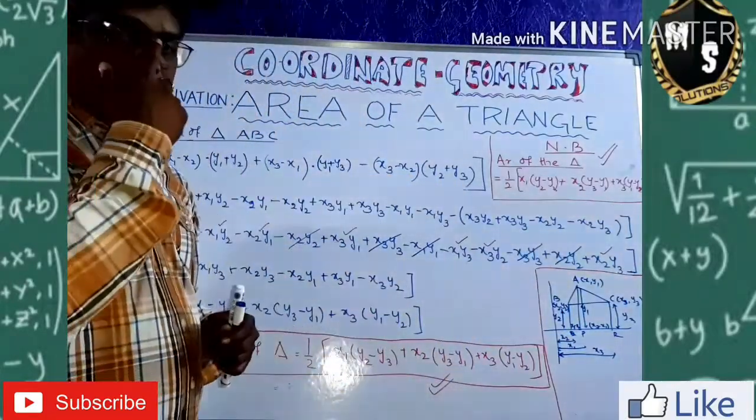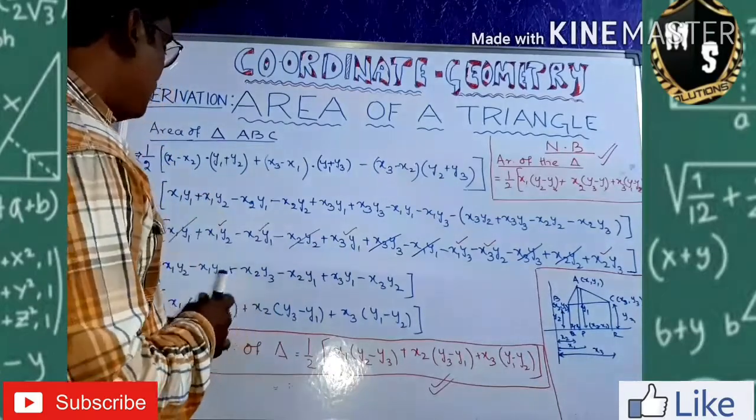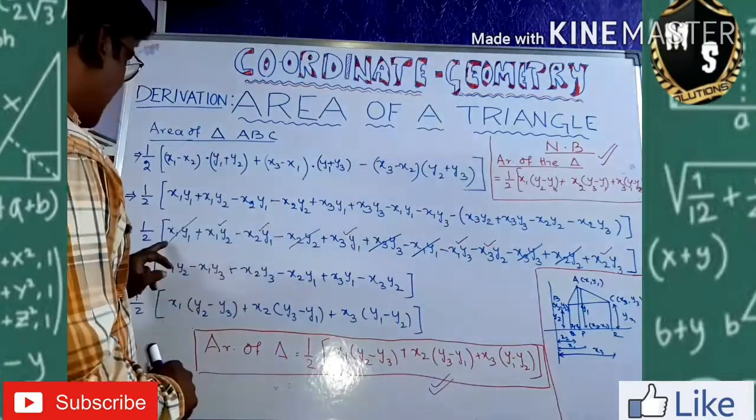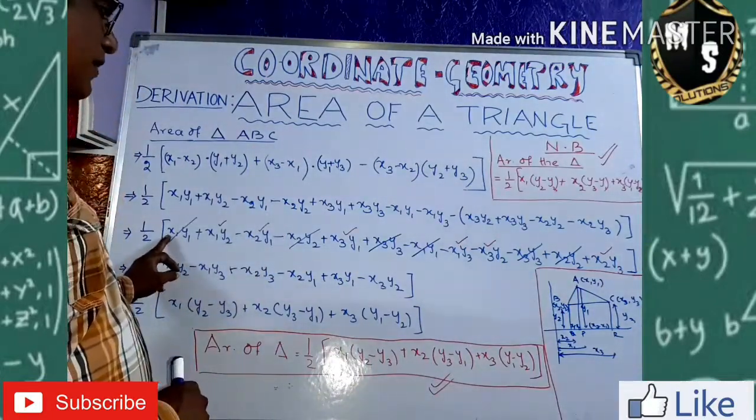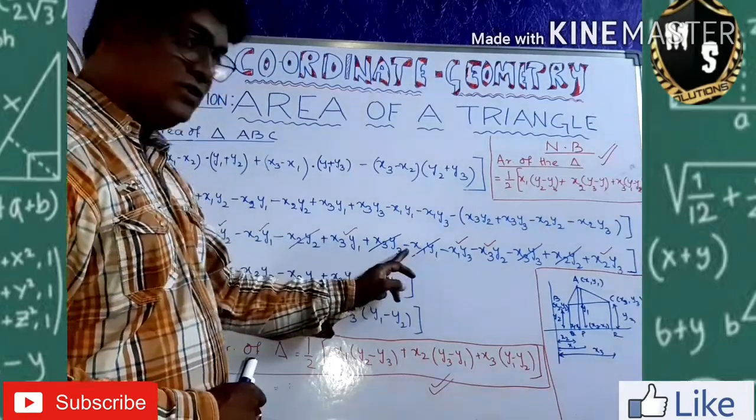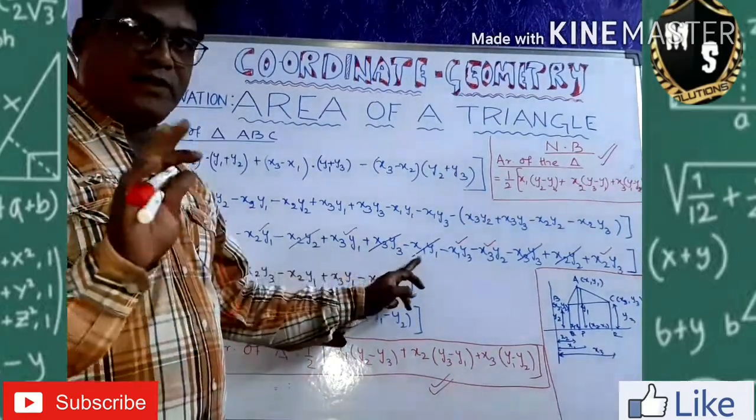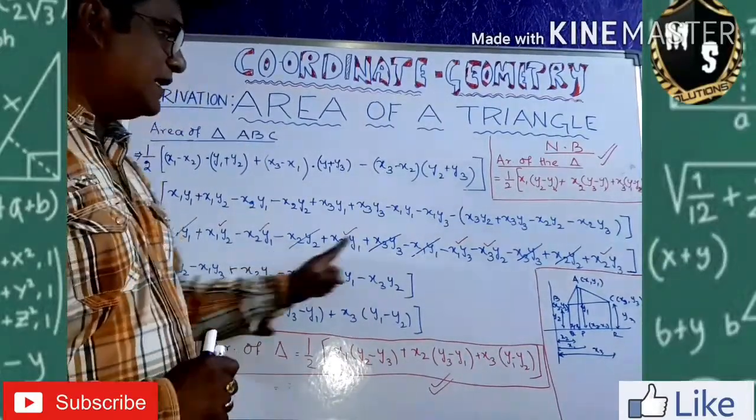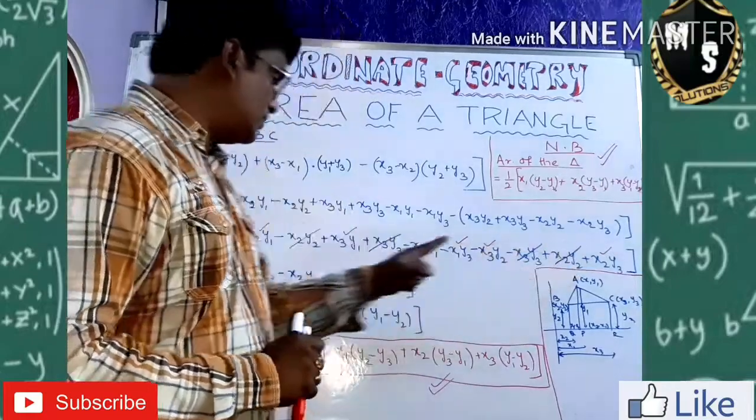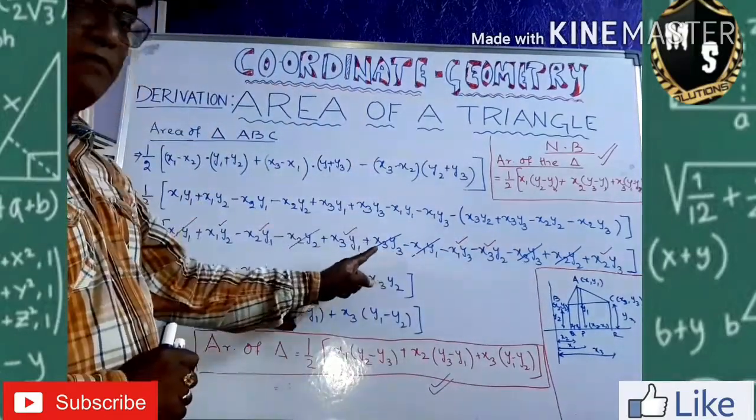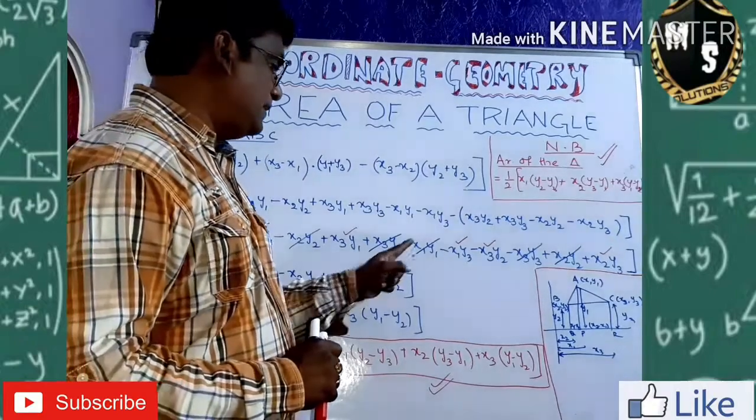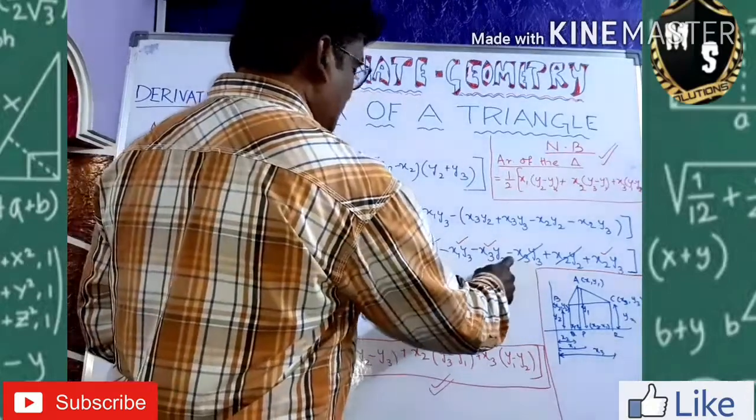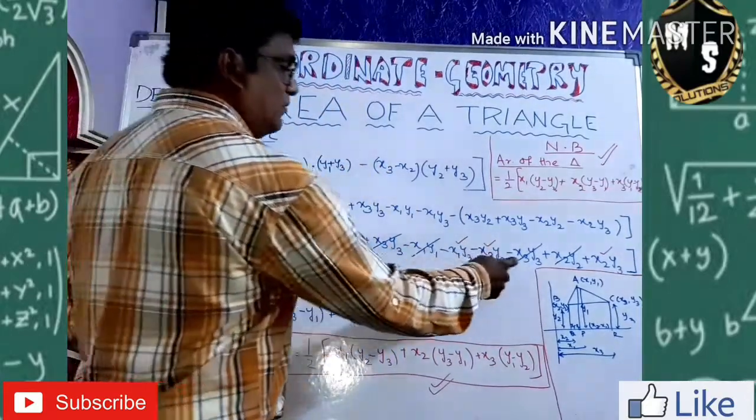Now what you have to know is, you have to see the cancellations. What is going to be cancelled here? Now you see x1 y1 in plus, and here x1 y1 in minus. So these two are cancelled. Clear? Understood? Now you see minus x2 y2 and then x2 y2 in plus, so it is also cancelled. Now x3 y3 in plus and x3 y3 in minus, they are also cancelled. Got it?